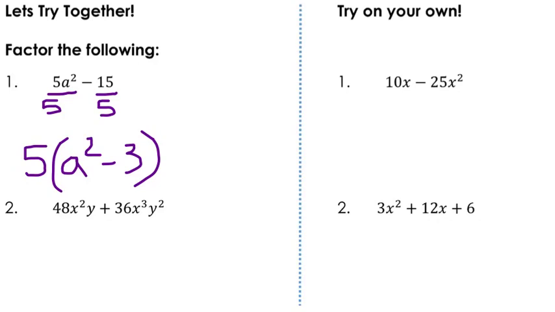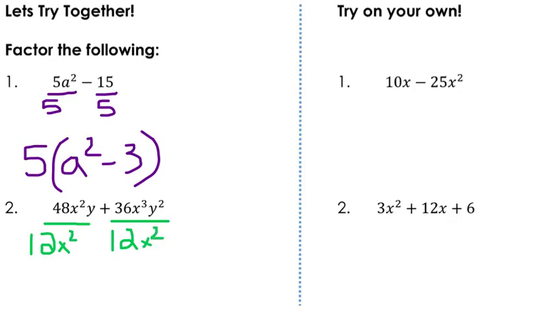To start, we look at our coefficients. My coefficients in this case are 48 and 36. The biggest number that goes into both 48 and 36 is 12. So I know I can pull out a 12. Next, I'm looking at my variables. Let's start with the x's. Here I have x squared in my first term, and then I have x to the third in my second term. The most x's that I could possibly pull out of here are 2, because that's all my first term has to offer. So x squared I could take from both terms.